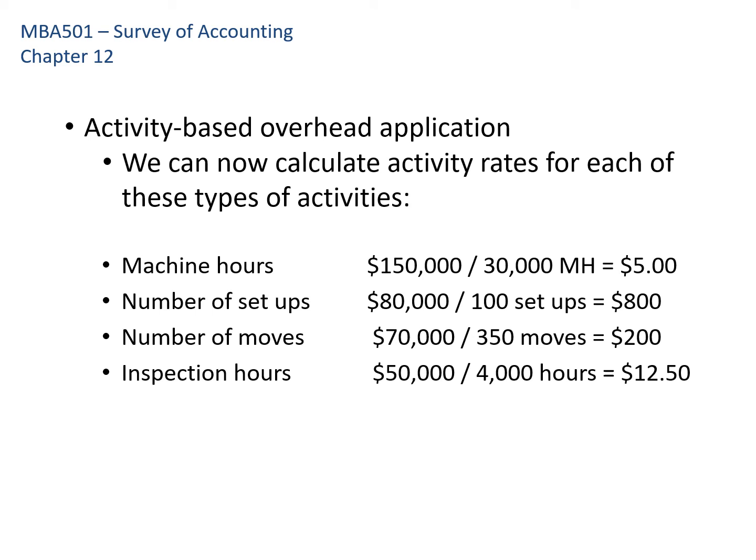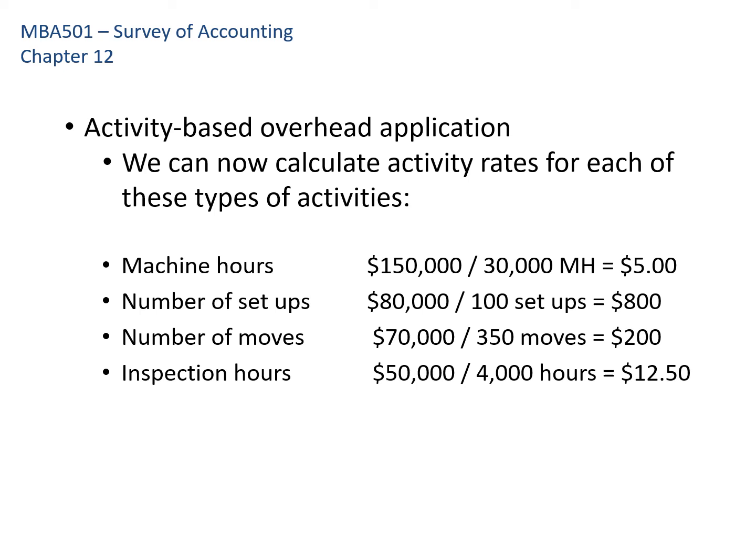That allows me to come up with a rate or a cost per unit of activity. So I can divide my cost of machine hours by the total machine hours and see that I should be applying $5 per machine hour when products use machine hours. I take the 80,000 of setups divided by 100 of those, that's $800 per setup. Moving product around the factory, 70,000 divided by 350 is $200, and then inspection hours are $12.50 per hour.